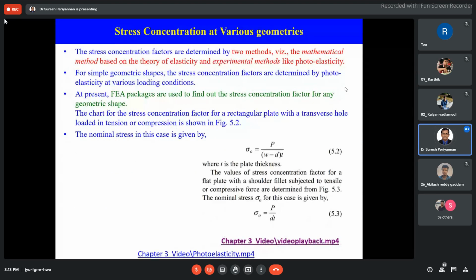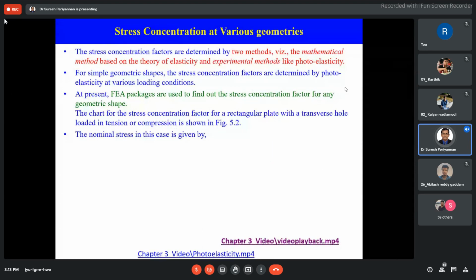Now, stress concentration in various geometries. We discussed yesterday why the elementary strength of materials concept cannot be applied. Then we discussed in general what the stress concentration factor is. For example, we discussed a simple plate with a hole, right? But today we are going to discuss in more and more depth.